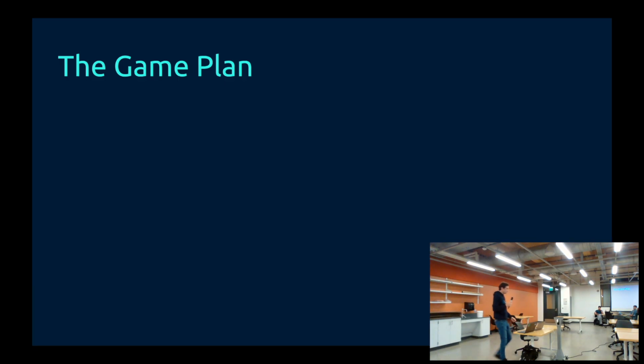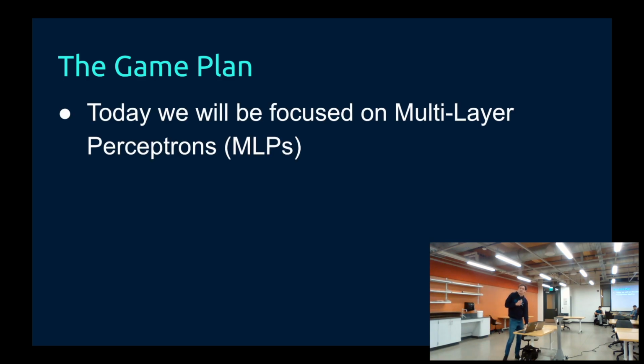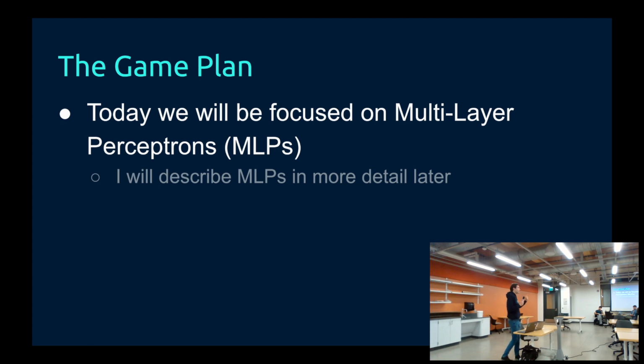Okay, so that's the big overview of what you want to understand about supervised machine learning. We have some input data, we have some output data, we want to train a model that can make predictions. And that's what we're going to do today. We're focusing on multi-layer perceptrons. I'm going to describe in more detail how they actually work in a little bit, but I figure if I just talk for so long, it gets boring. So we're going to explain that later.